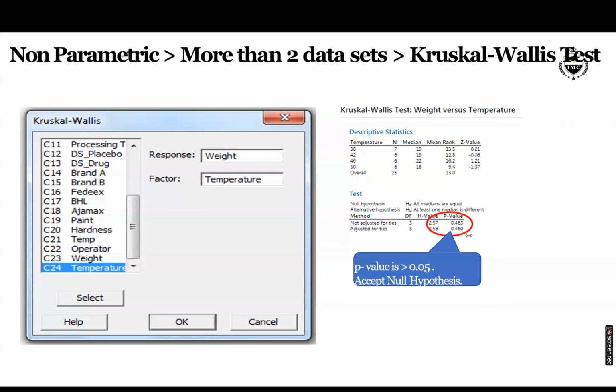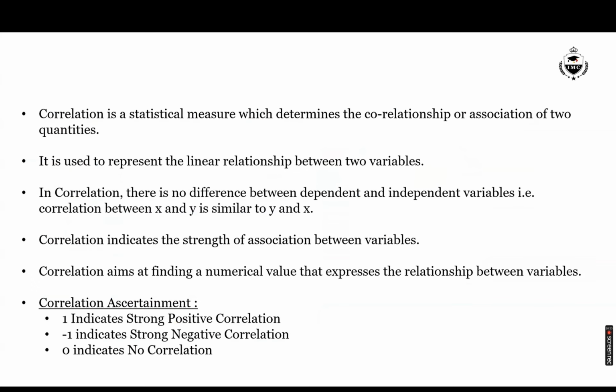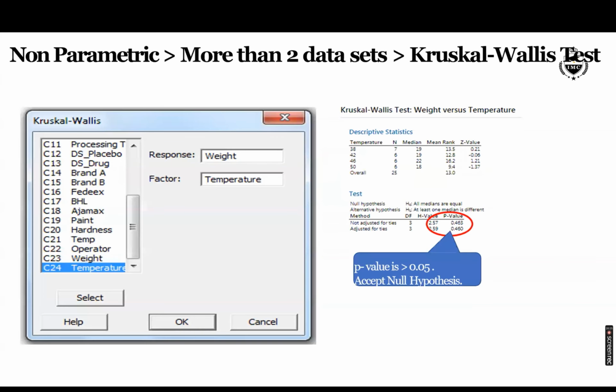And we get a p-value of 0.46, which is greater than 0.05. So we accept the null hypothesis. That means we conclude that temperature changes really do not affect the growth of fish. That is all about the hypothesis testing that we discussed.